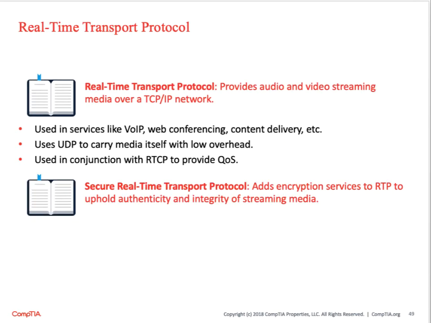Real-time Transport Protocol. So that is RTP, and RTP is going to provide audio and video streaming over TCP/IP. RTP is used in things like voice over internet protocol, web conferencing, content delivery, all sorts of stuff. And RTP uses UDP to carry the media with low overhead. Low overhead meaning it's not strenuous on the system, and it works with RTP Control Protocol in order to have quality of service while streaming our media.